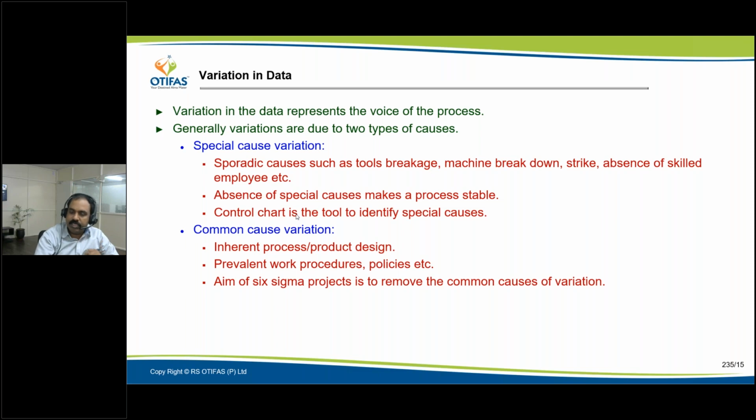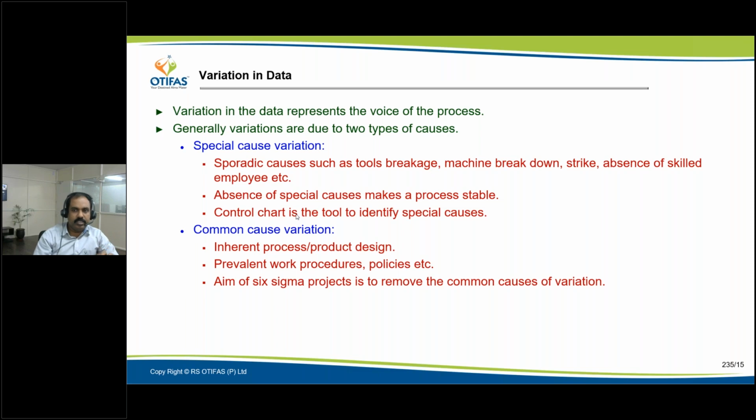You are using control charts in your project? Somebody can tell me, you are using control charts in your projects? Yes, sir. Yes, sir. Aditi, you have used control charts in your project, isn't it? So this control chart, what are you using this control chart for?